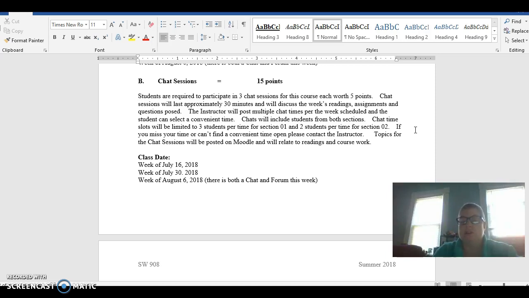Now, there are 2 sections of this class. I will post the same chats for both sections and limit it to 3 or 4 students per time, so there'll probably be 8 or 9 different times you can choose from, and each section will have those same 8 or 9 times. So when you're chatting, you may be chatting with people from section 1 and people from section 2. Hopefully that makes sense.